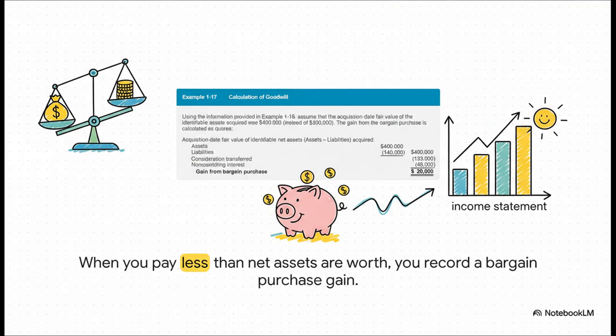So in this example, the subsidiary's net assets are worth $260,000, but the total price paid plus the non-controlling interest is only $240,000. You actually paid less than the stuff was worth. That $20,000 difference gets recorded as an immediate gain from a bargain purchase, and it goes straight to your income statement. Not a bad day at the office.